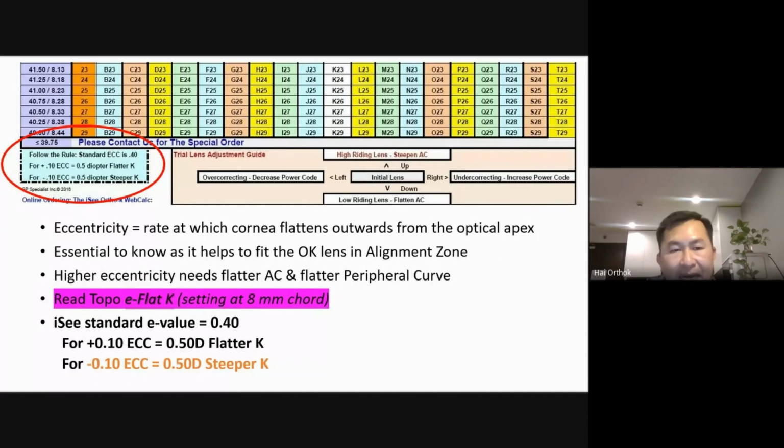But luckily, the IC lens provides you the eccentricity of the lens, which is 0.4. So if the eccentricity of the patient is 0.5, you flatten the lens half a diopter. And if the eccentricity of the patient is 0.3, so it's smaller than 0.4, then you steepen the lens half a diopter.